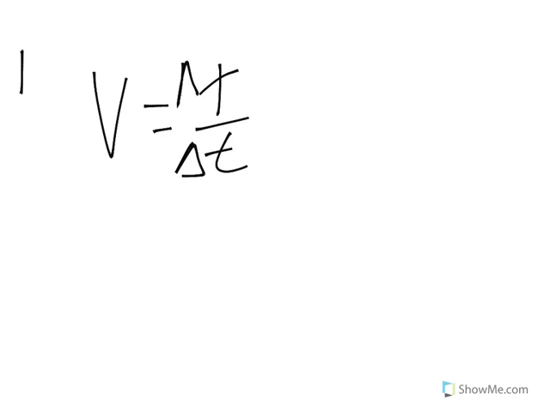All right, so this is the physics review, AP physics review. So number one is a fairly simple question. You just need to know V equals position over time, or change in position over time.